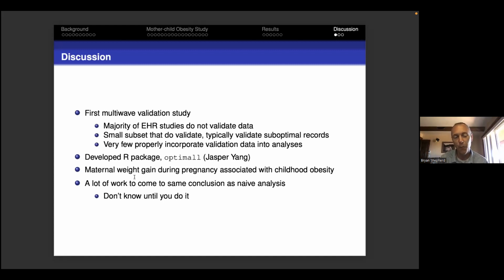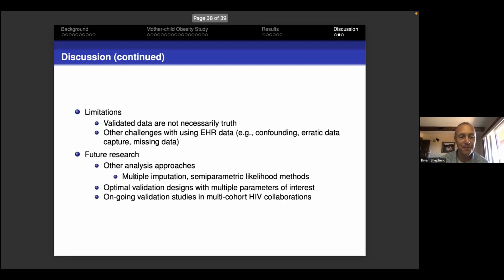As you saw, we conclude that maternal weight gain during pregnancy is associated with childhood obesity. I know you're all thinking this, and I think this is a lot of work that we just did to come up with the same conclusion as we would have gotten if we had just done the naive analysis. And that's true. I would counter by saying, well, you don't really know that until you do it. And there's plenty of situations in the literature and in my own work where I've seen differences, but this is just not one of those, the way things turned out.